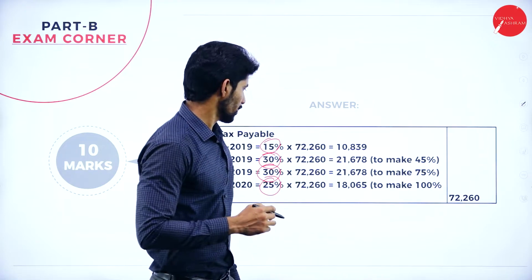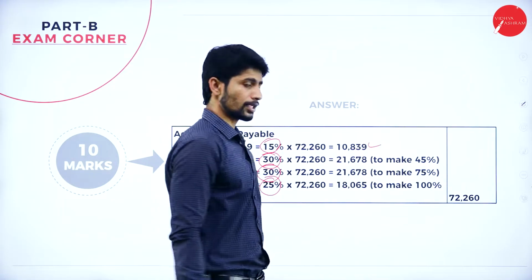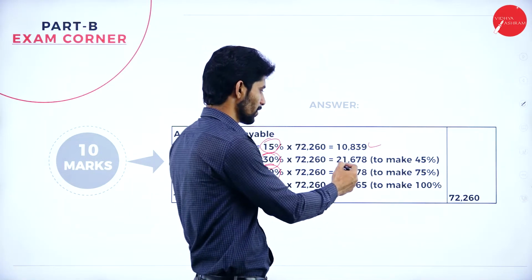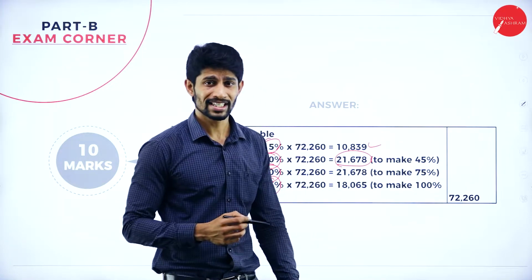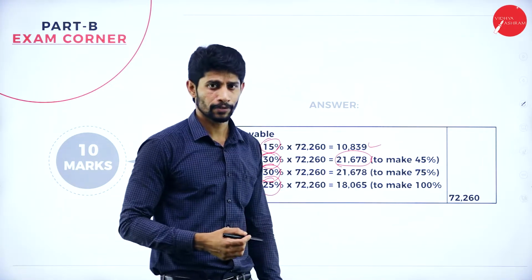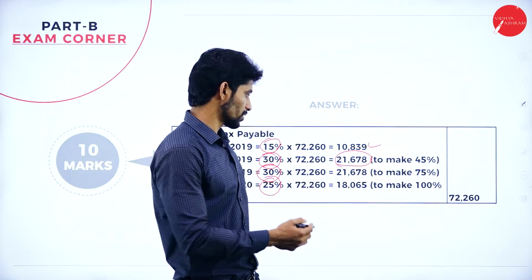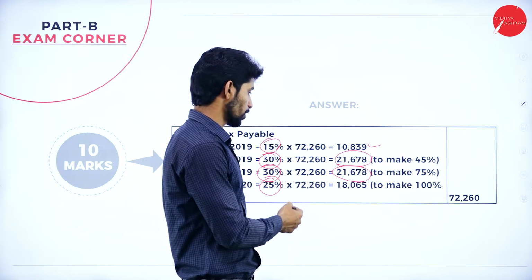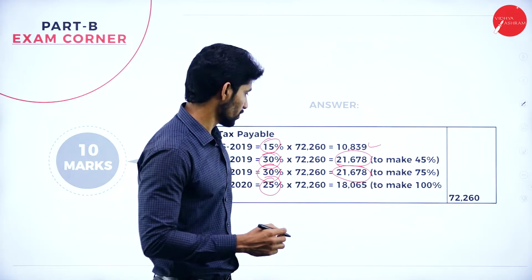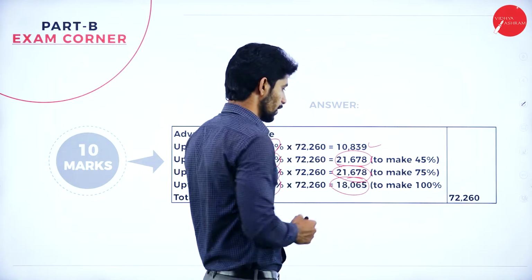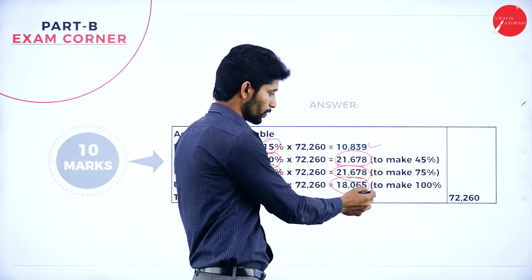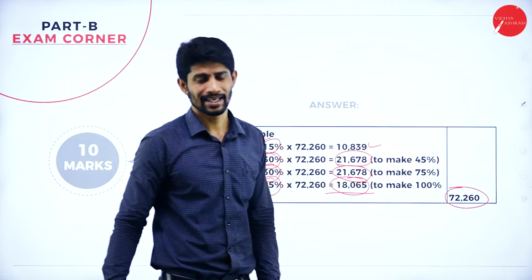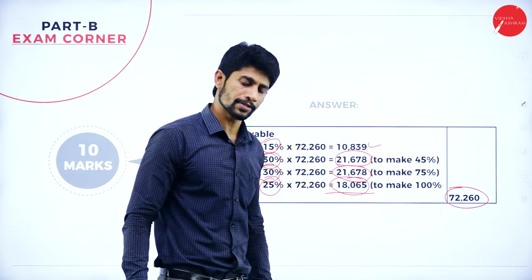So 72,260 into 15% for first installment is 10,839. Second installment 30% on 72,260, you'll get 21,678. Third installment is supposed to make 30% of 72,260, payment of 21,678. Fourth installment 25% of 72,260 is supposed to make 18,065 rupees, but at the end of the fourth installment, it is supposed to make the full payment of 72,260. This is how you are supposed to compute the advance payment of tax.